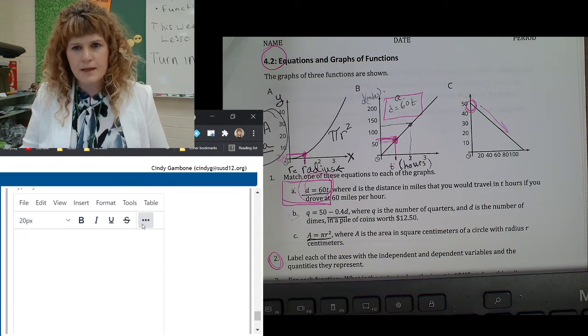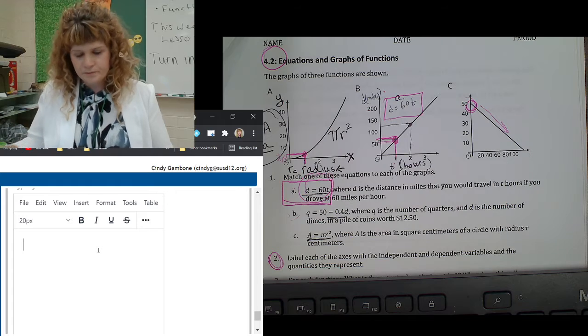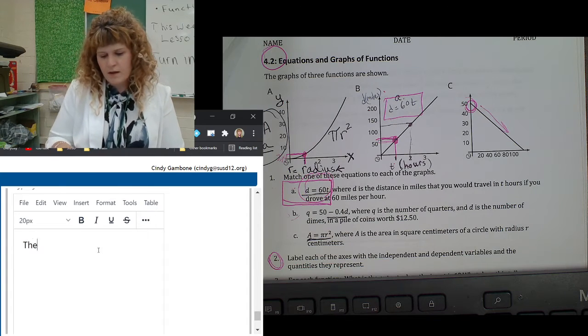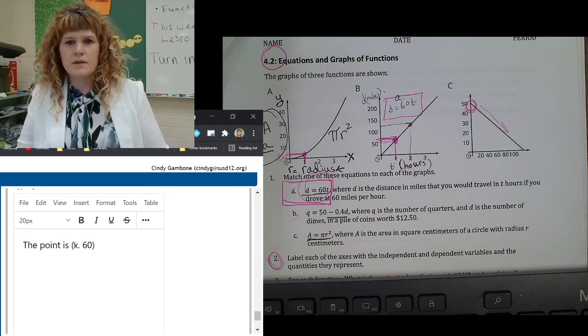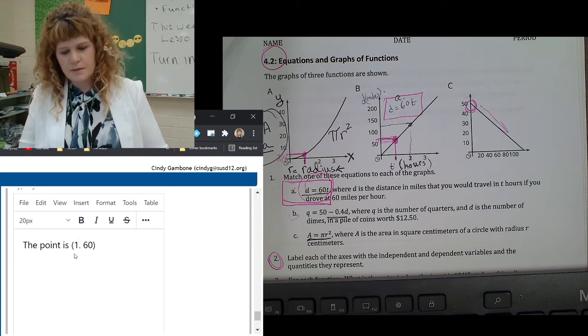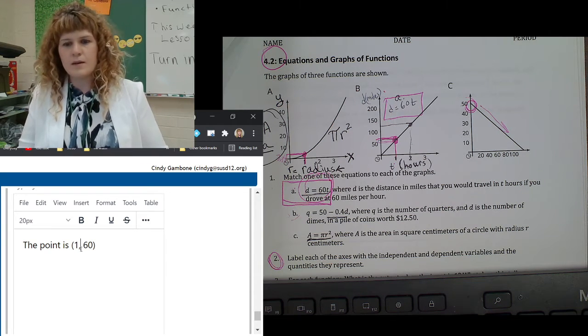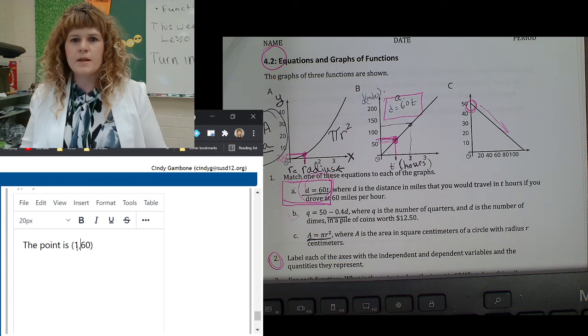Or you can type in the point is x equals 1, y equals 60. Just put it in x equals 1, comma, y equals 60. You can give me your answer in coordinate points.